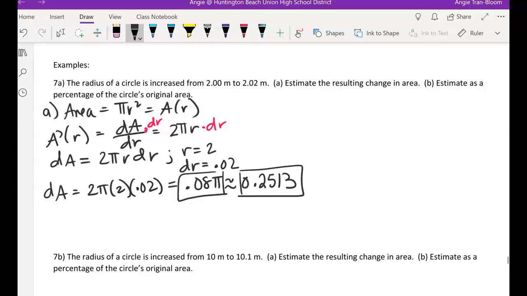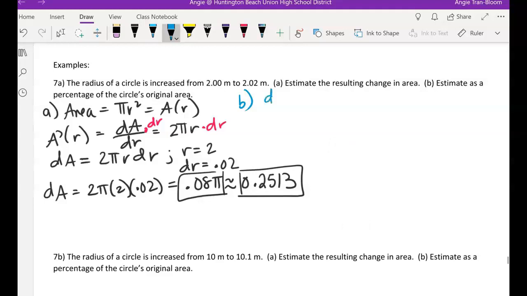I can write a complete sentence in a little bit, but right now let's just work out the numbers. At the end, I'm going to write a complete sentence for both parts. B, estimate as a percent of the circle's original area.